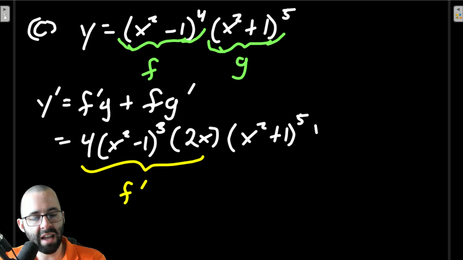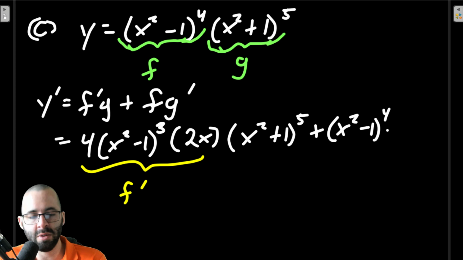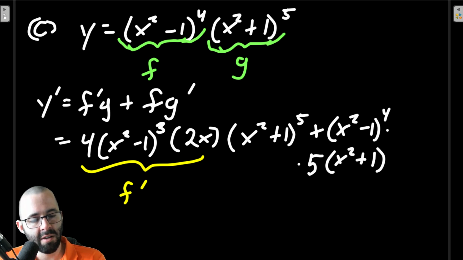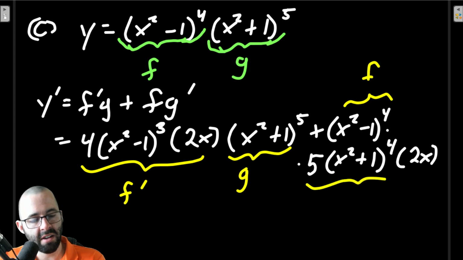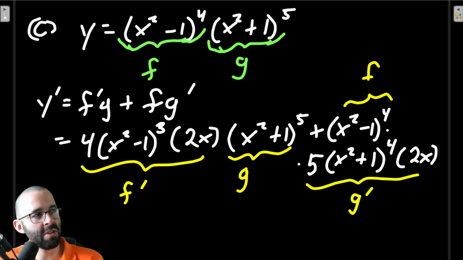And now we do that again, plus f, which again is x squared minus 1 to the fourth, times g prime. The derivative of g also requires a general power rule, and I'm going to need more room than that. I'm going to write it down here. For g, bring down that 5. Inside stays the same. Power reduces by 1. Multiply by the derivative of the inside, which is 2x. So we have f prime times g plus f times g prime. And there's the power rule in all of its beauty.